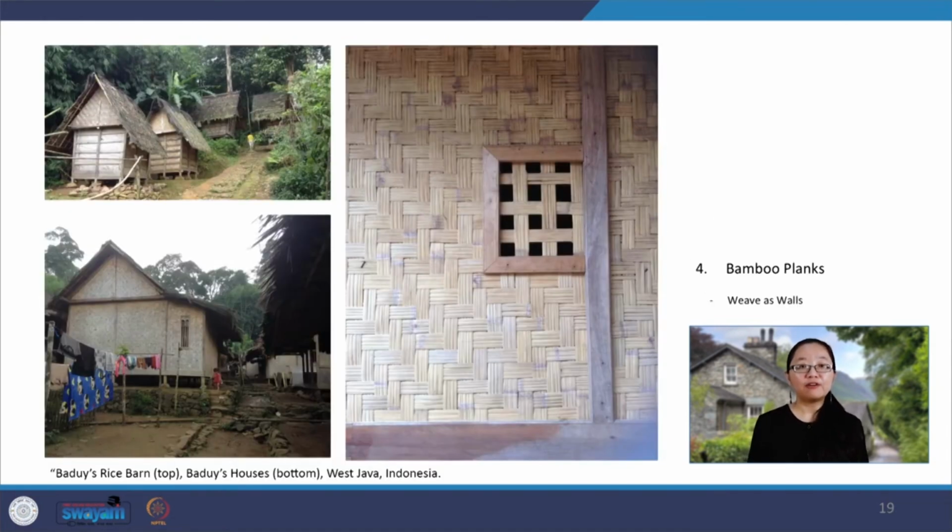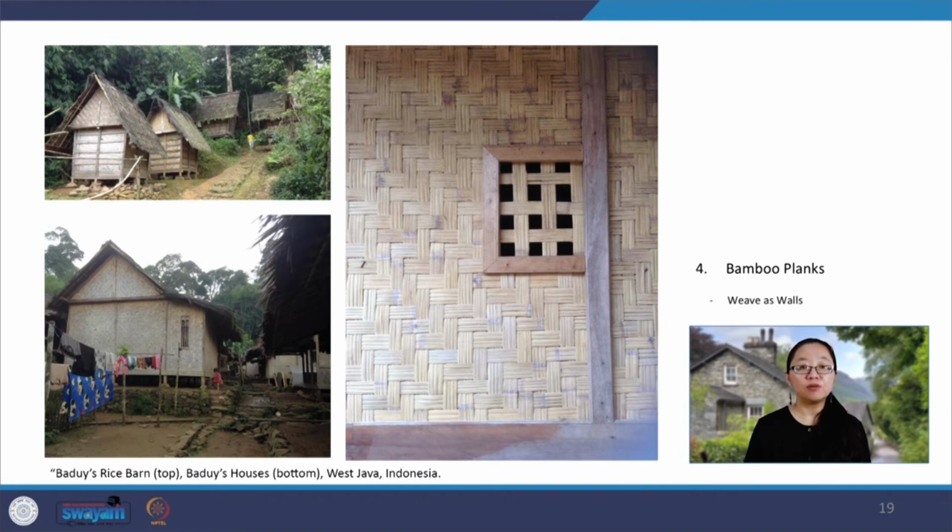Woven bamboo planks have been widely used without plaster in rural houses in tropical climates, such as the Baduy tribe in West Java. They use woven planks for the walls of their rice barn as well as their house. Their main structure is wood. The weave pattern varies from one vernacular society to another, and woven bamboo planks are also found used with plaster in some colonial houses in urban settings throughout Indonesia.